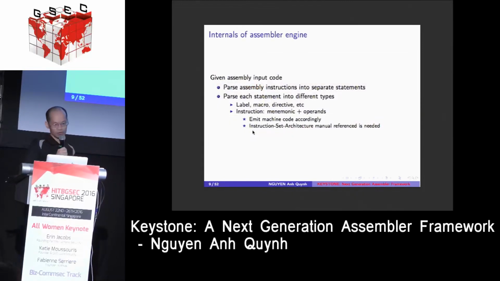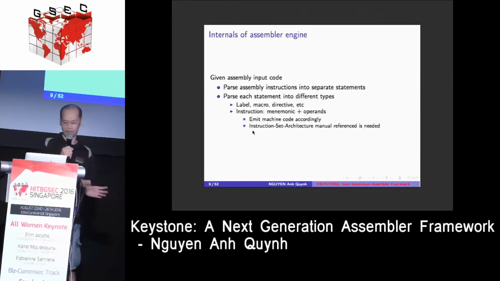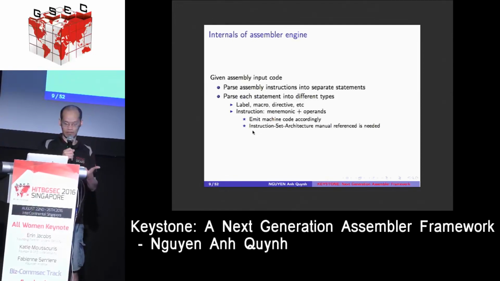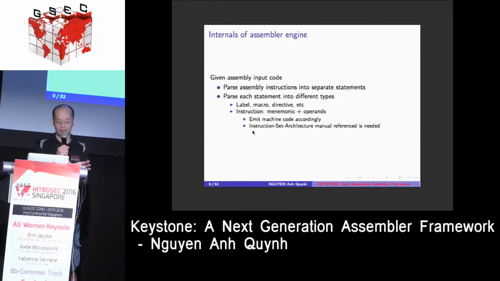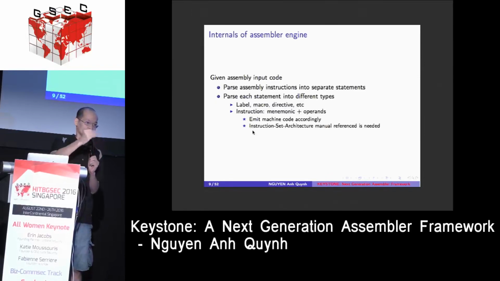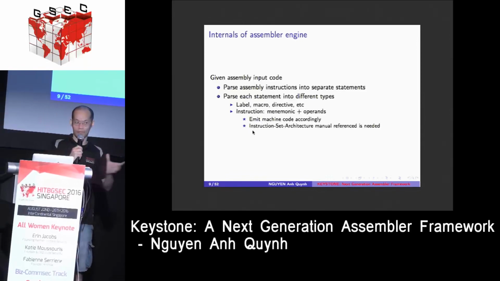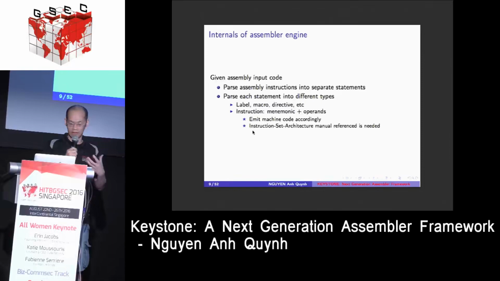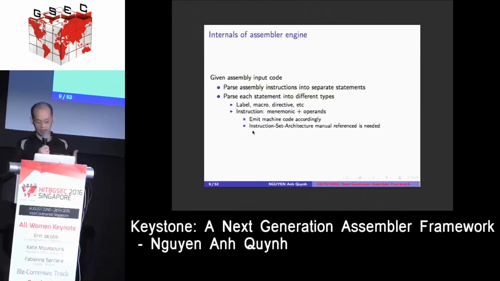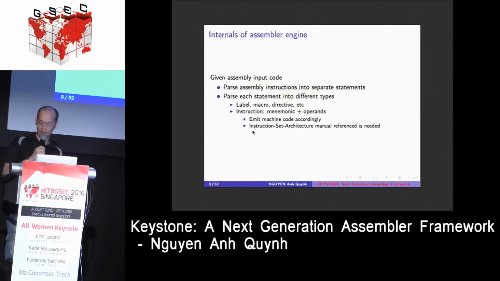Internally, all assemblers work in the same way. If you give the assembler some assembly instructions, you need to parse the assembly into multiple statements. And after that, the assembler will compile each statement into instructions. So you can see that for the last step, to compile each instruction, the assembler needs to understand how to compile input code into machine code, and you need to reference the CPU manual at this step.